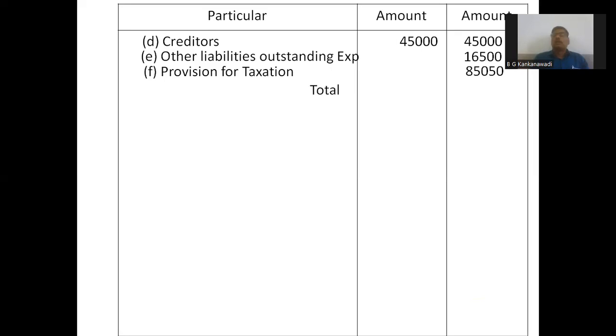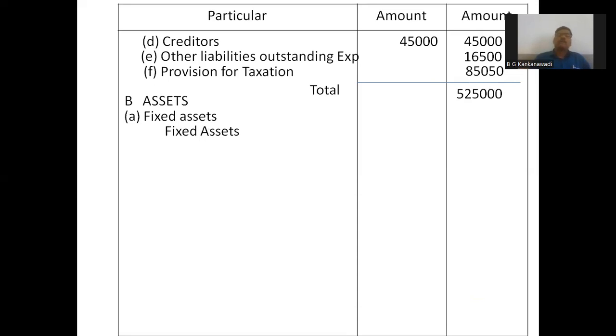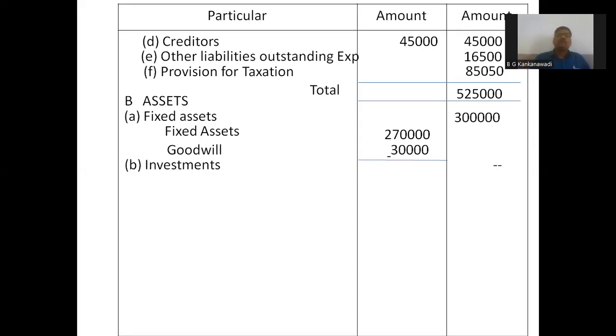Take the total. Total is 5,25,000. This is the liability side total. Then the asset side, first is fixed asset. Under that, again fixed asset you write 2,70,000. Second is goodwill 30,000. Total fixed asset is 3 lakh. B, investment, no investment in the problem. C, loan and advance, that is also not in the problem.